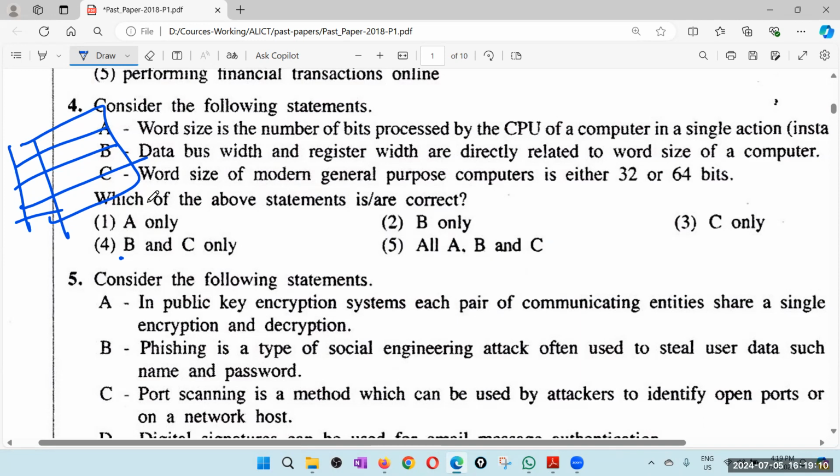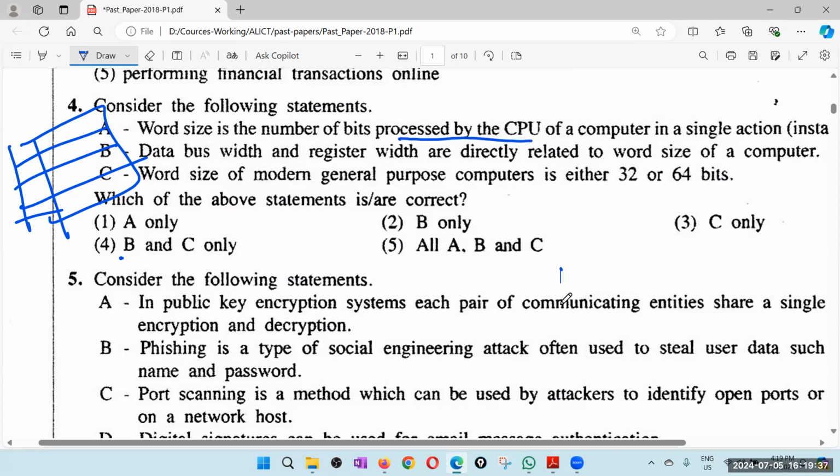So that is why the data bus width is equal to the word size, because we want to send that chunk in a single clock cycle to the processor. And the register also has the same word size, because the particular register can keep that data. So therefore, what about A? A is correct. Word size is the number of bits processed by the CPU.